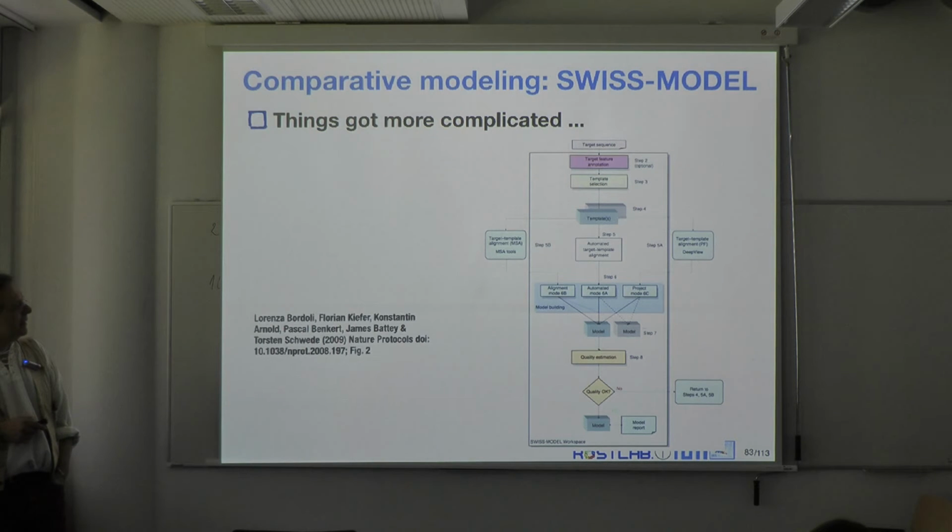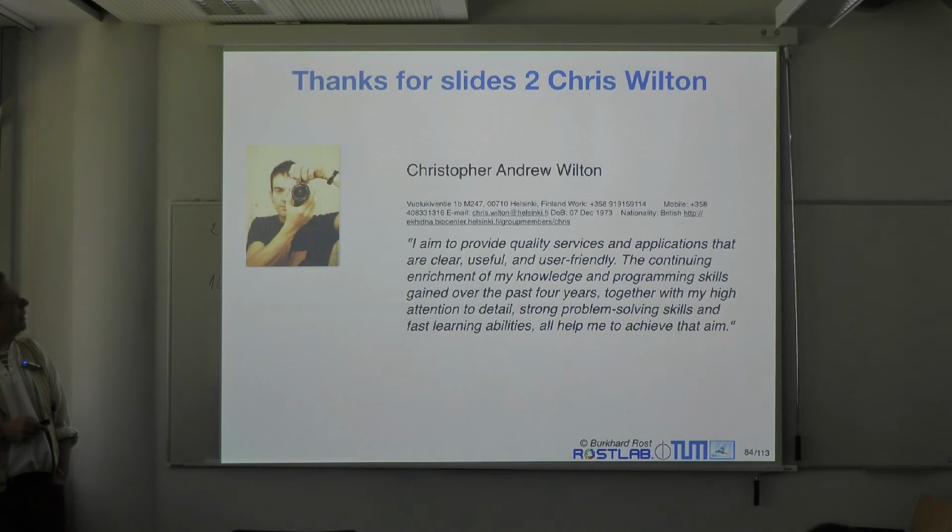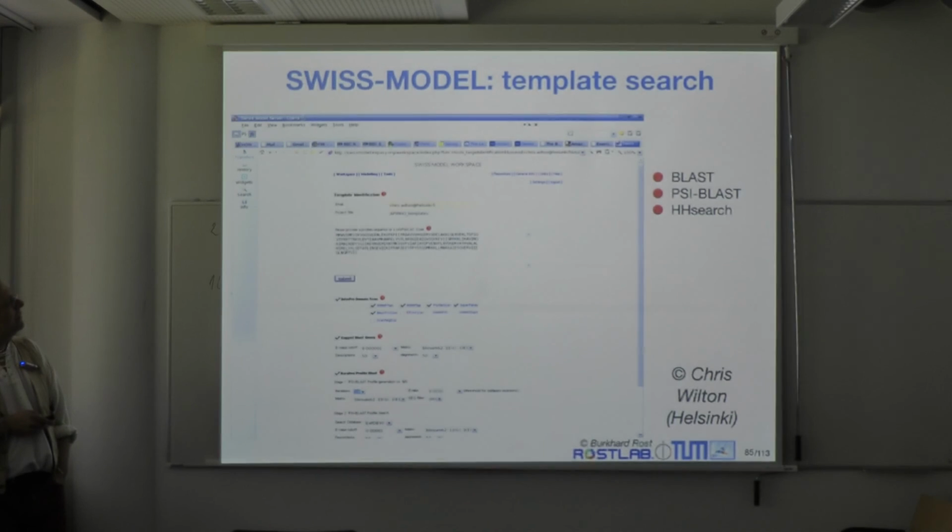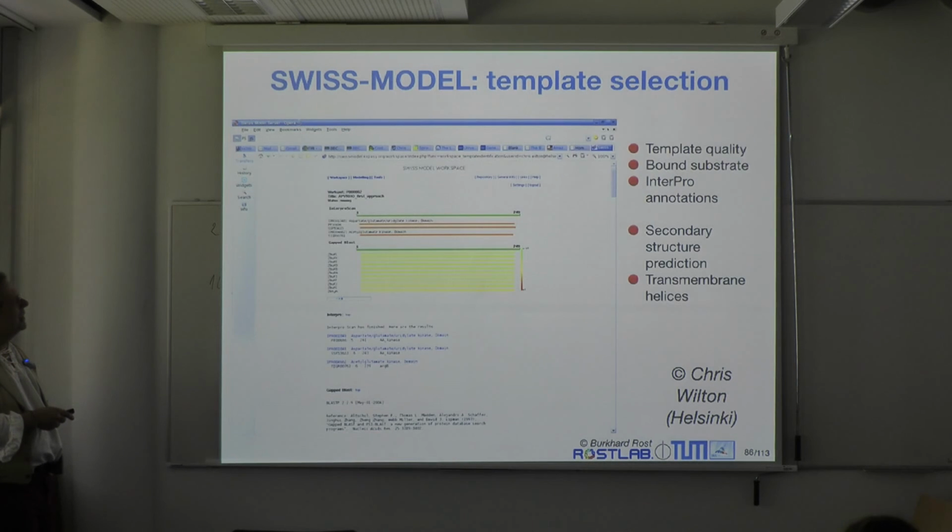So today, Swiss-Model is way more. It's much more like Modeler, a package that you get with all kinds of additional tools. Christophe Wilton, some of the slides I take are from him. It begins by choosing the type of search that you have. So they have HHblits in there now. You can use different alignments. You can use different parameters.